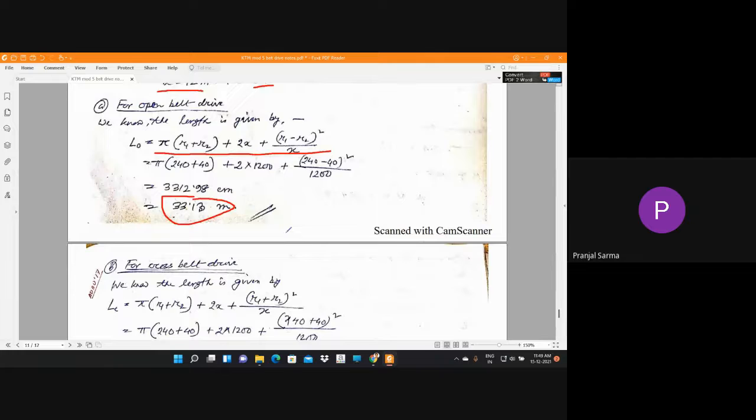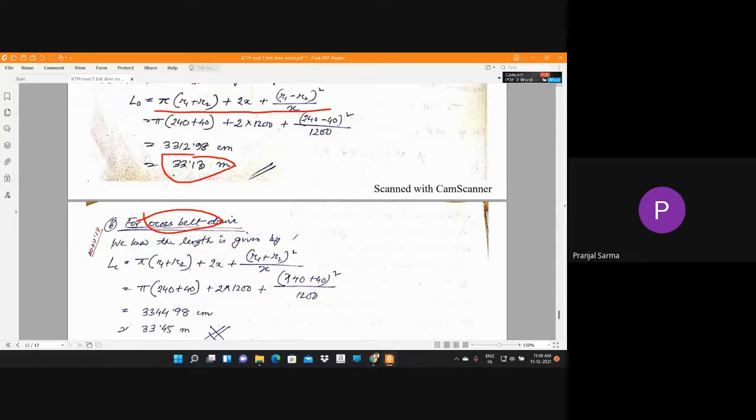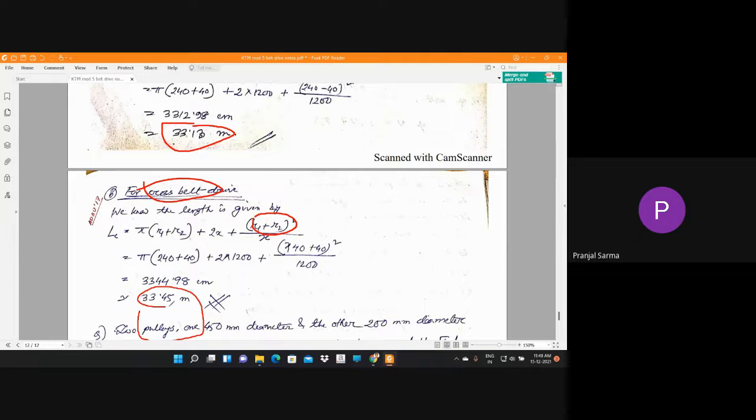Okay, now same thing, we are considering cross belting, we will consider it as nothing is being said. So we'll try for both the types. For cross belting we know the solution, the expression changes here. This r1 minus r2 becomes r1 plus r2 here, r1 plus r2 whole square. So that is the only difference. By putting the value and simplifying, we have obtained almost around 33.45 meter as the required answer.